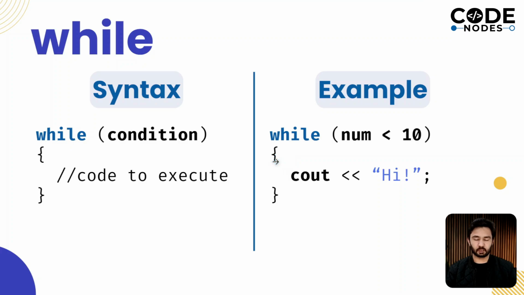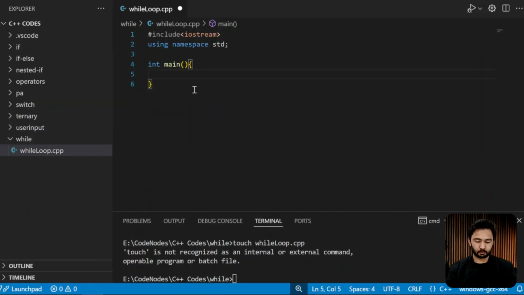Now let me show you an example by writing a piece of code. Let's move to the code editor. Now this time I will be using Visual Studio Code for writing code. You can still use Dev C++. For my convenience, I am using this.